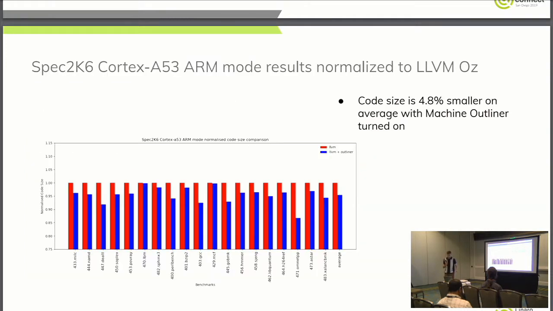Okay, so here's some results with the outliner. There's quite a few of these, so I'll go through them fairly quickly. SPEC 2K6 on ARM, we're getting about 5% reduction across the board. That's pretty much what Apple was seeing with AArch64, so that's a pretty good result.